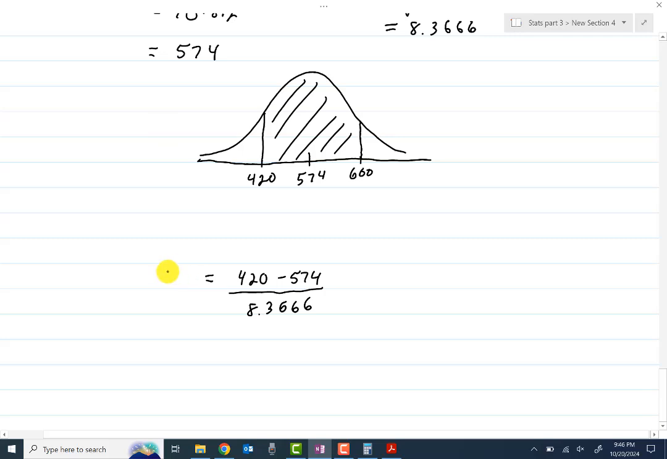I think I already have one here, started. Let's see what we get for that. That's this one over here. This one over here is 600 minus 574 divided by 8.3666.